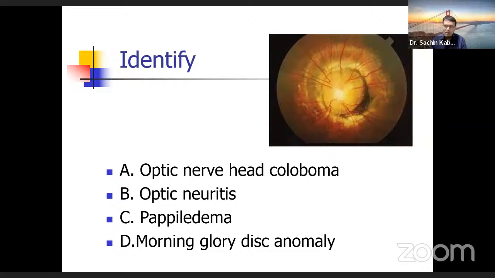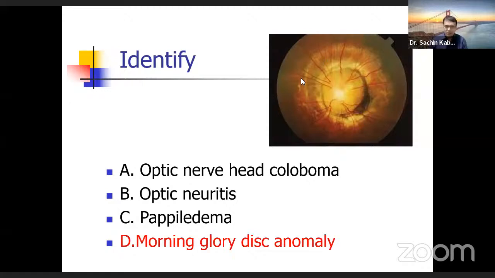Is it a coloboma in the disc? Okay, the time is up. See, the disc happens to have an excavation. The answer is simple: there's a morning glory disc.